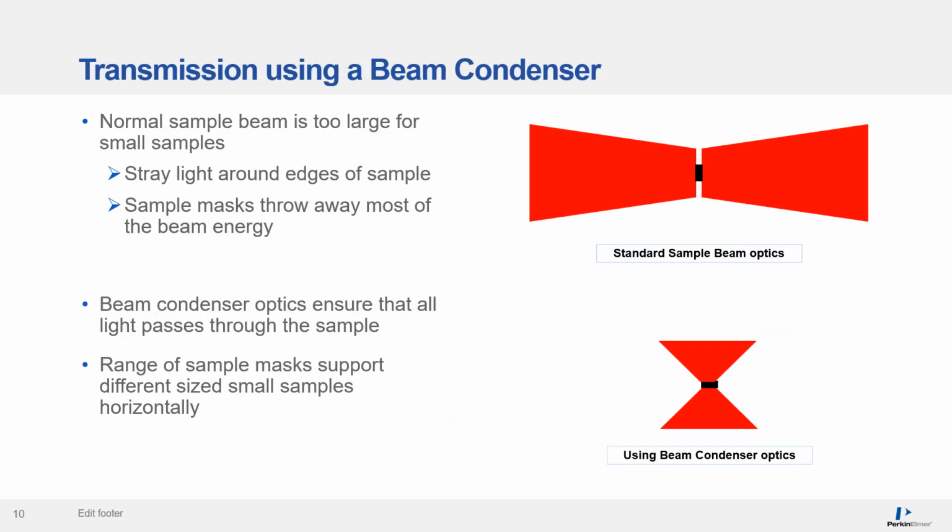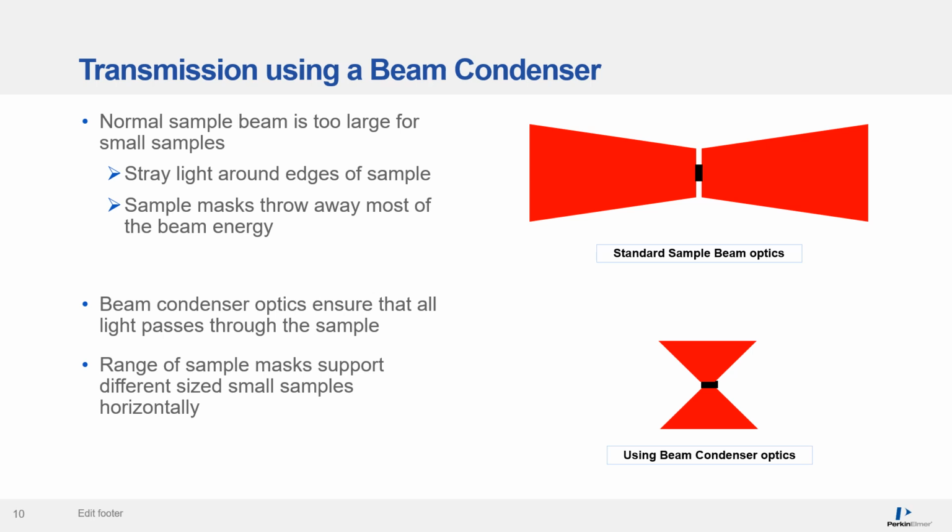The reasons for using a beam condenser for transmission measurements are explained within this slide. The normal sample beam in an FTIR is several millimeters in diameter at the sample focus point. This would allow stray light to pass around the outside of the sample and reach the detector, thus interfering with the sample measurement. It would be possible to place a small mask in the sample beam to restrict the energy to that passing through the sample only.